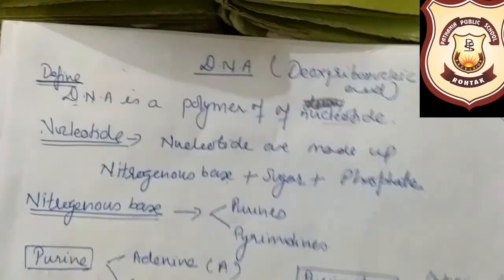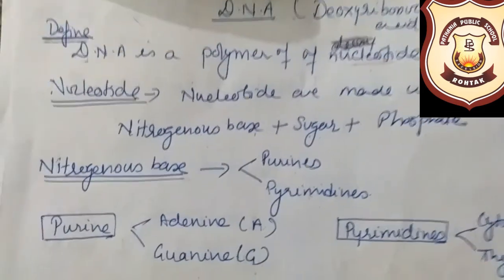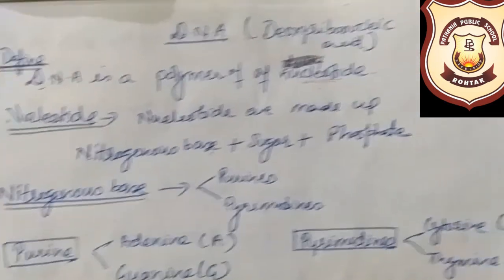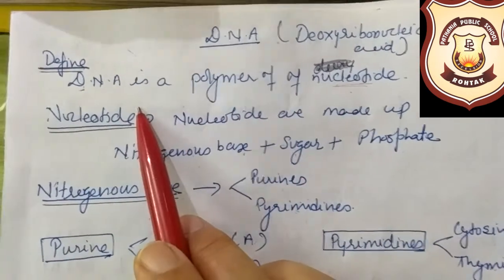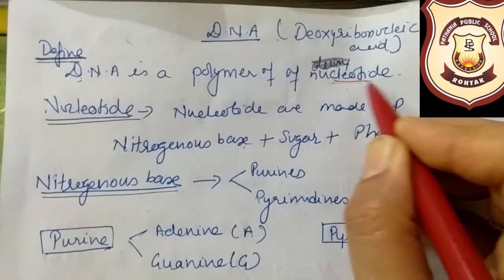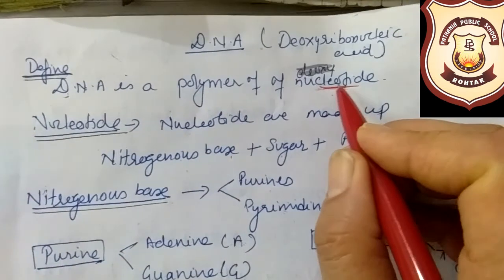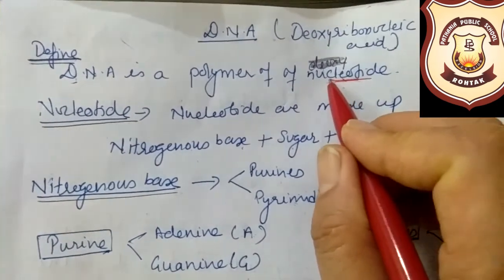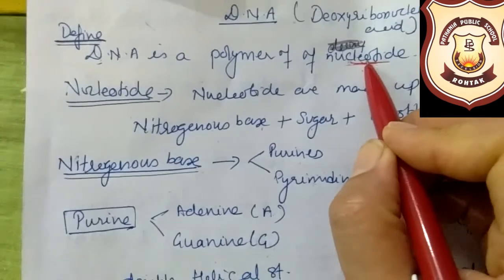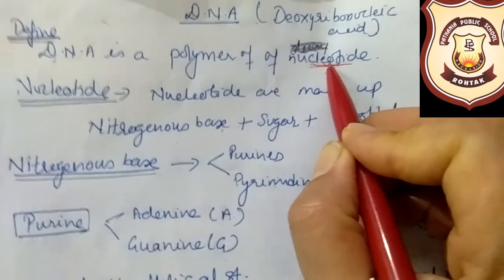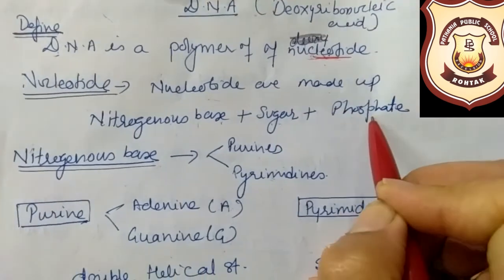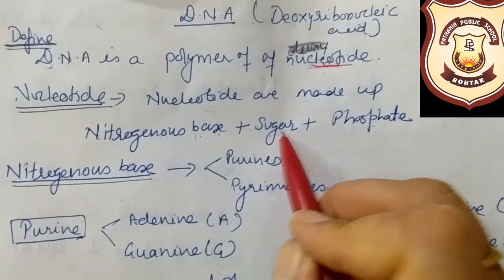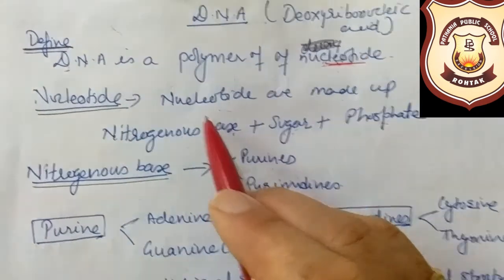Now we are discussing the structure of the DNA. DNA can be defined as a polymer of nucleotides. Since the word nucleotide has come in the definition, that means many nucleotides join together to form DNA. So first of all we have to see what a nucleotide is. A nucleotide is made up of nitrogenous bases, sugar and phosphate. These are the three components of the nucleotide.